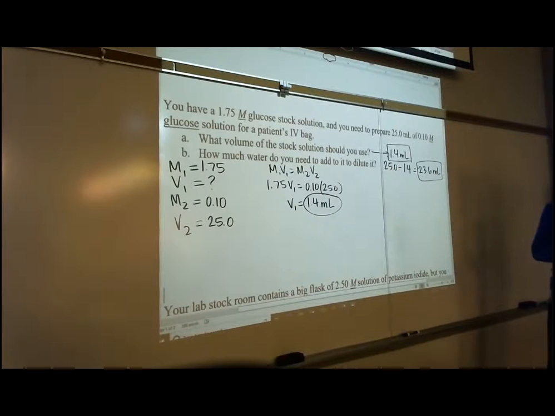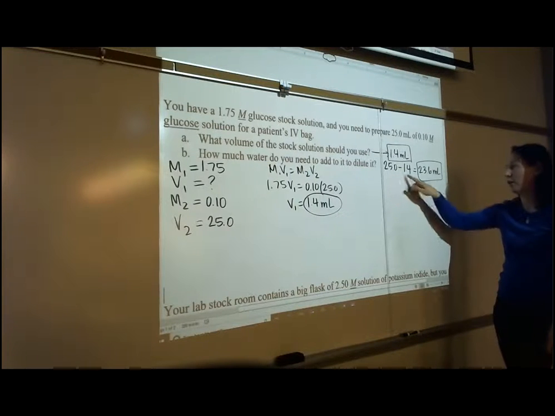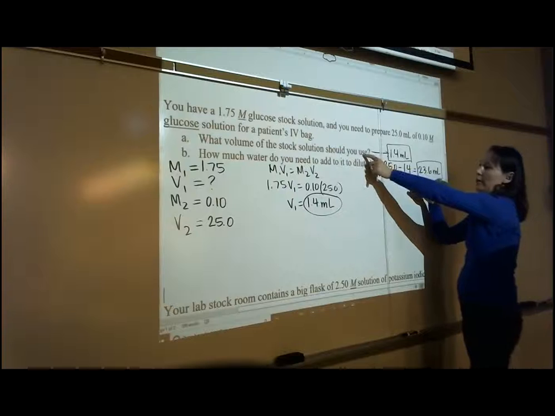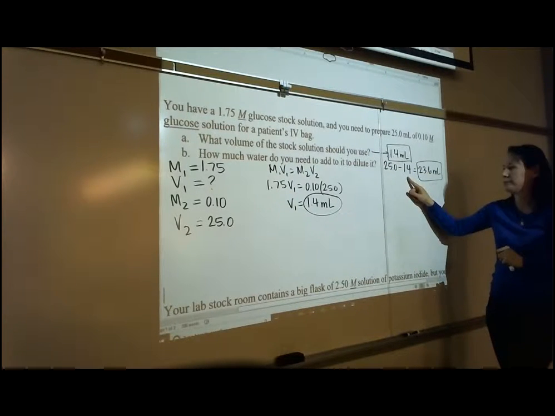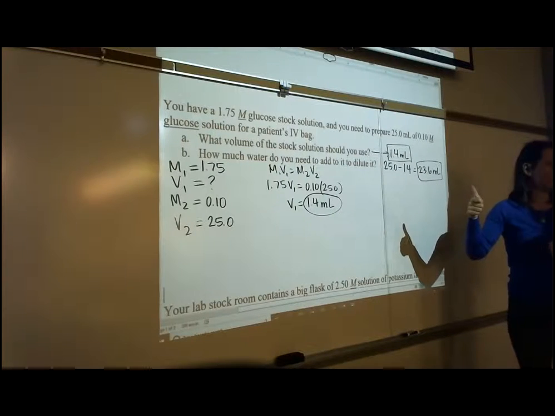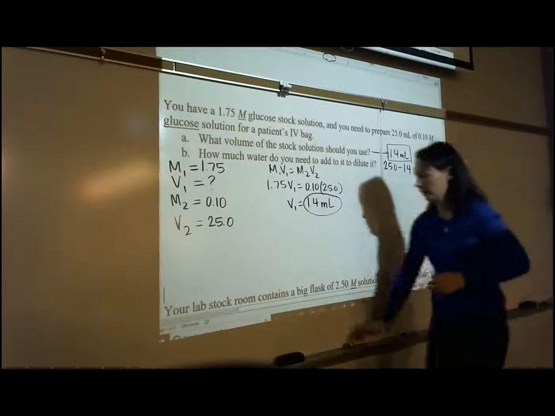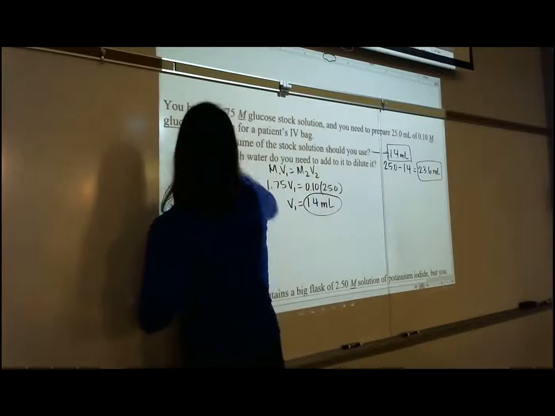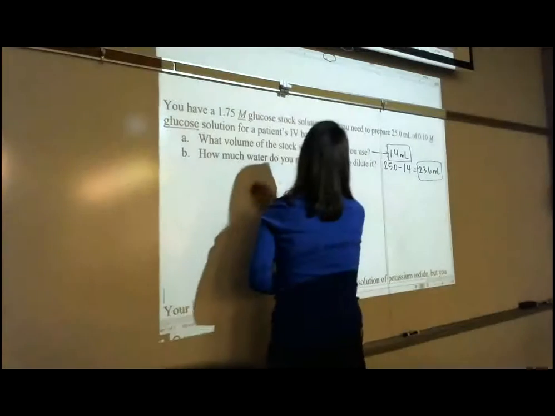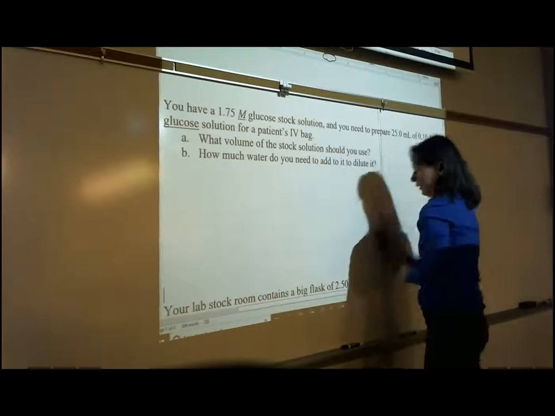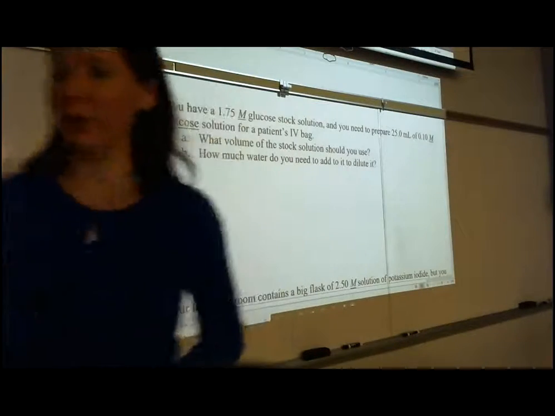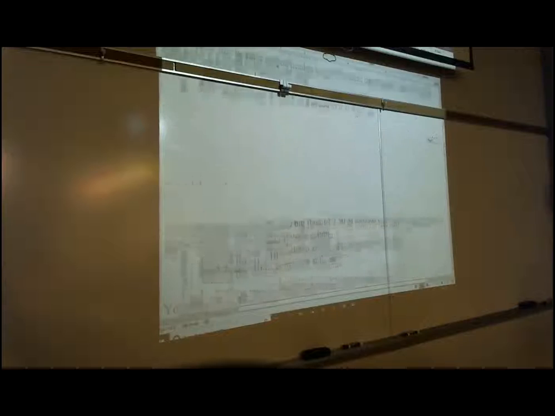Does everyone see why you need to subtract in order to figure out how much water you need? Because you want the total volume to be 25. 1.4 is going to be coming from here, so that means the rest is going to be your water. How do you feel on this one? Good. Thumbs up? All right. Let's look at number 4. Very similar. I think it's actually pretty much identical in terms of how you do it.